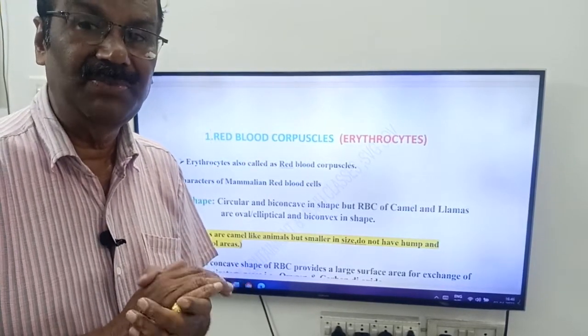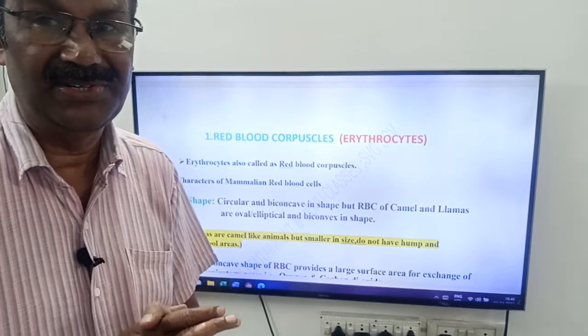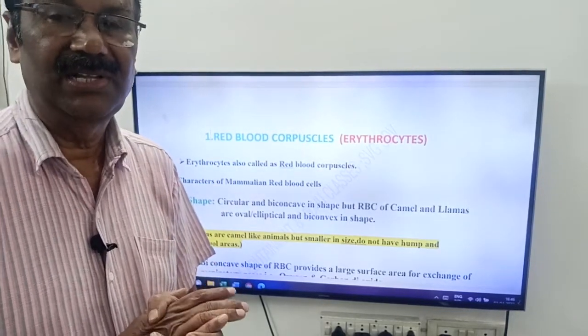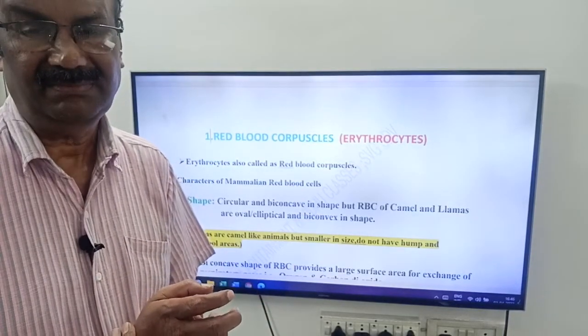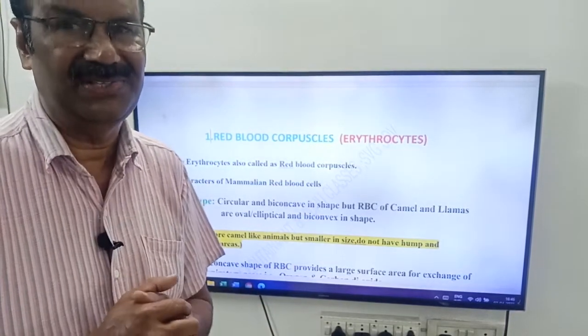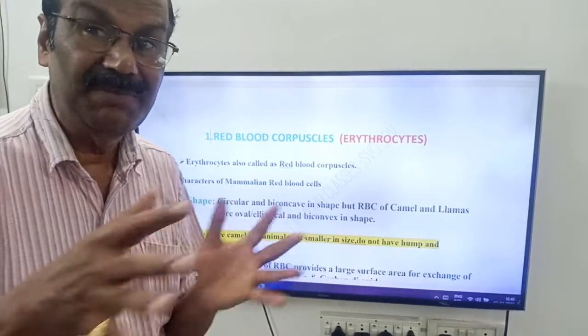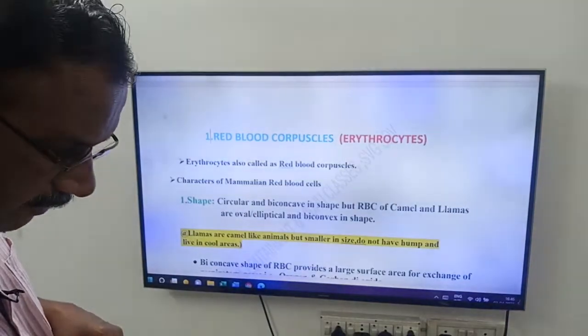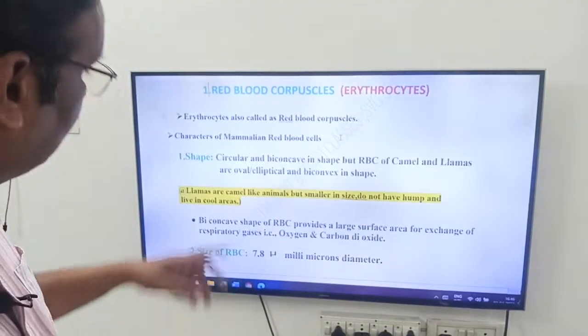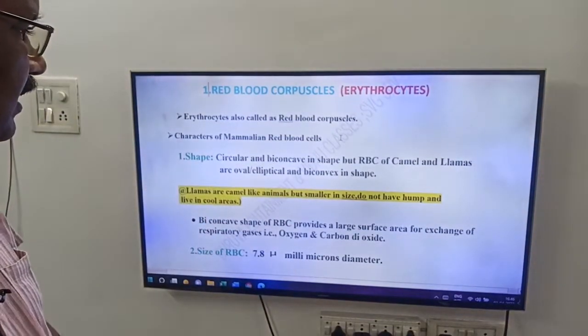See friends, what is the difference between cell and corpuscle? You have to remember it. Corpuscles are the cells which freely float in the blood. Because of that we call them corpuscles. So red blood cells and red blood corpuscles. Okay friends. Now you see the characters of mammalian RBC. First you see the shape, important.